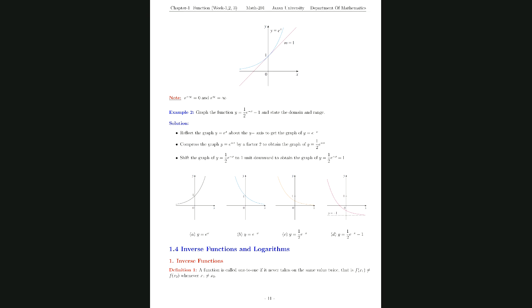So today I will start. Today I will discuss this one: inverse functions and logarithmic functions. So today I will start with inverse functions. Okay. So let me define this inverse function. See this inverse function.